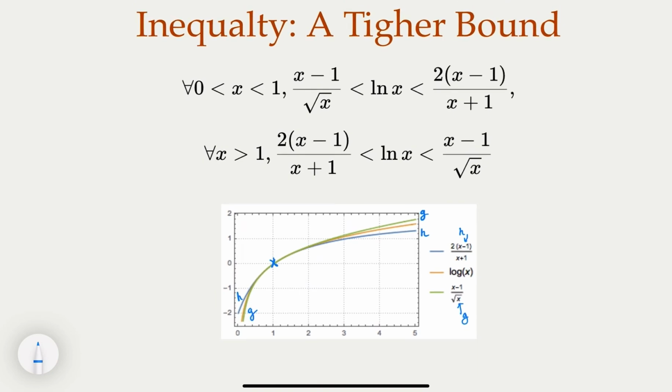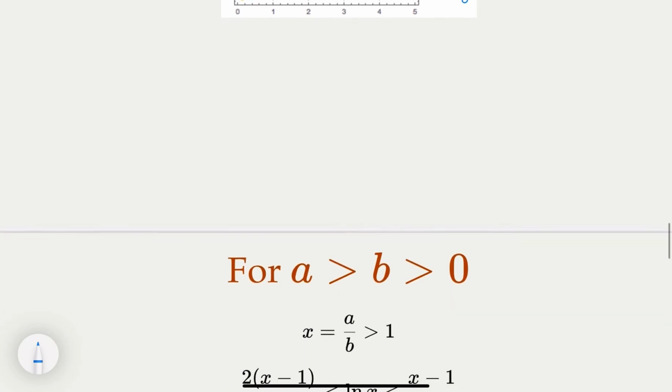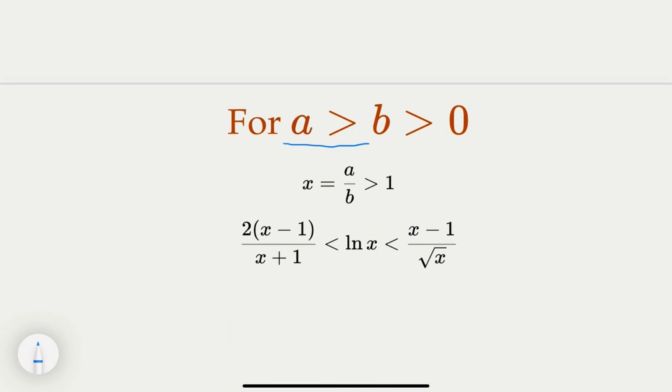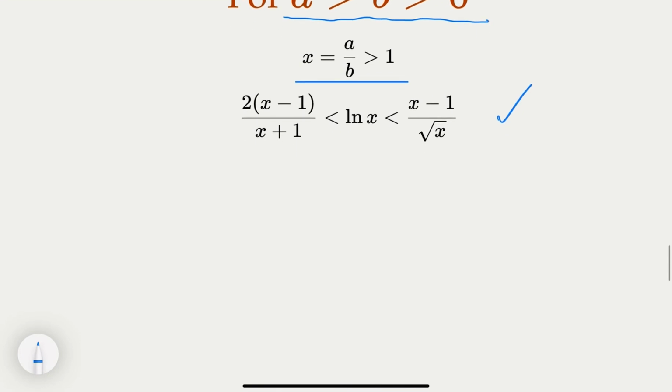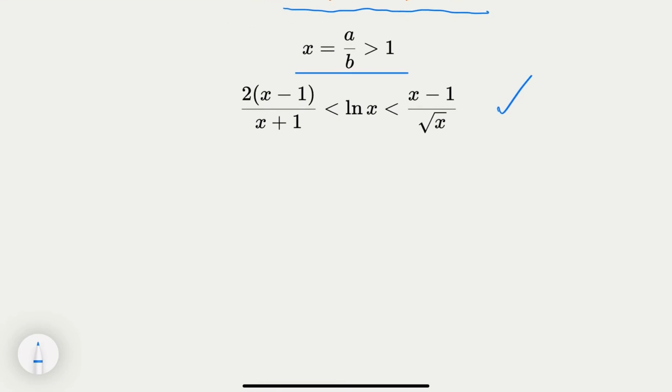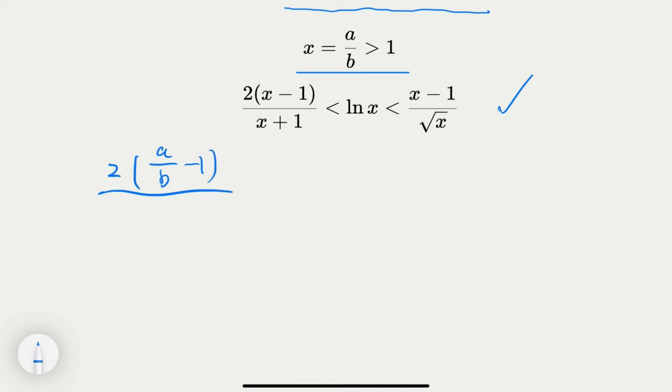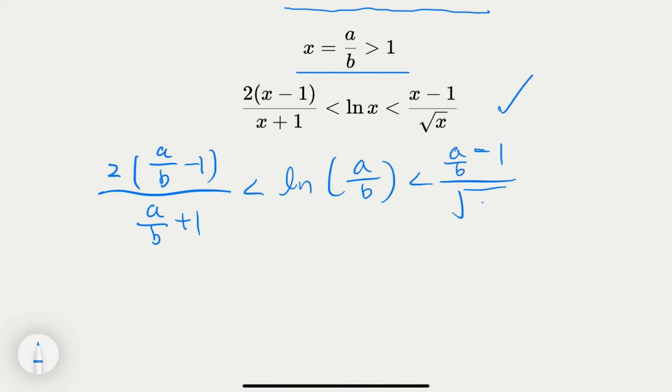Let's move on. Now, if I have two positive numbers, assuming a greater than b, the ratio would be greater than 1. We can plug in the inequality we just got here, right? And then let's see what a over b gives. Let's just plug in, right? So 2 times a over b minus 1, over a over b plus 1, smaller than log of a over b, smaller than a over b minus 1, over square root of a over b.